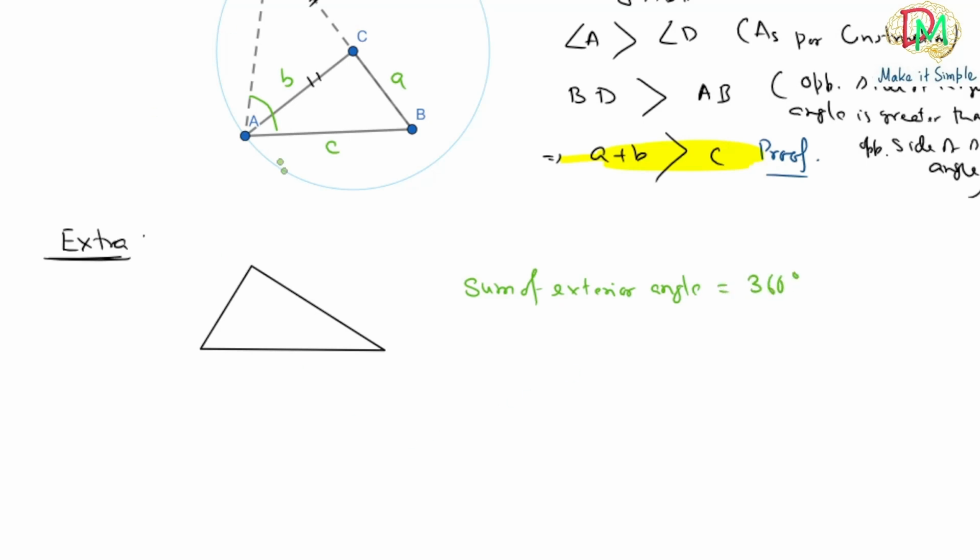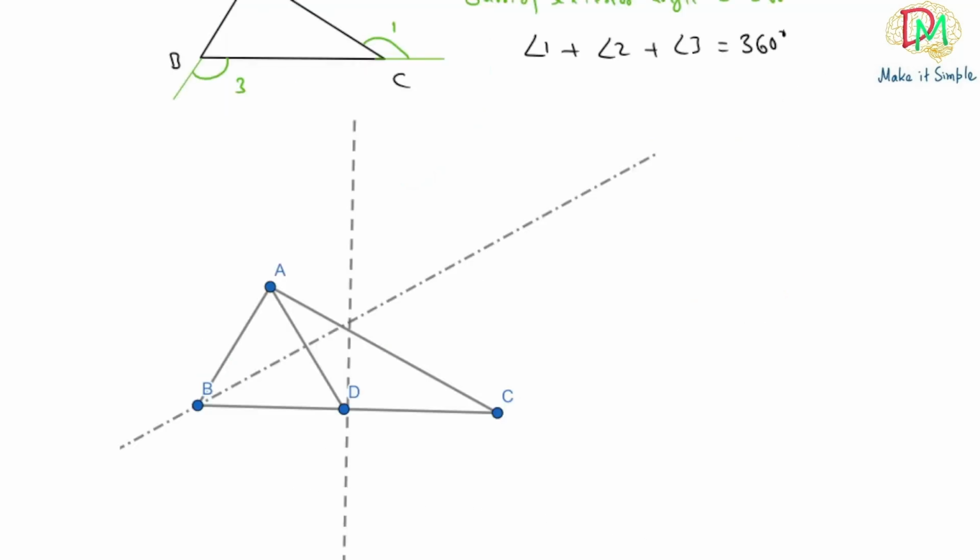So what are those exterior angles? This is one exterior angle. Extend this. These three are the exterior angles of triangle ABC. So we can say that angle 1 plus angle 2 plus angle 3 is equal to 360 degrees. Next we learn the different construction points related to the triangle.